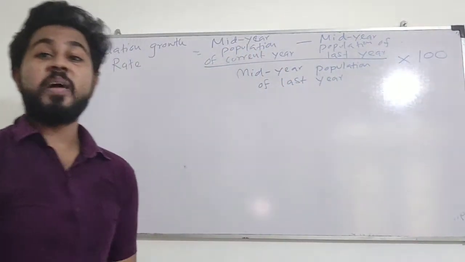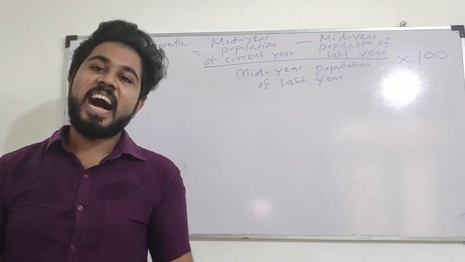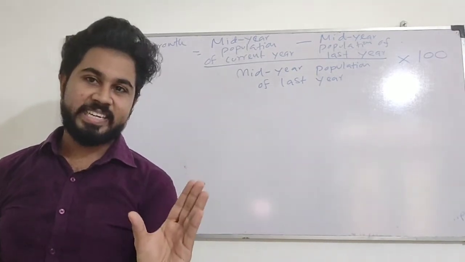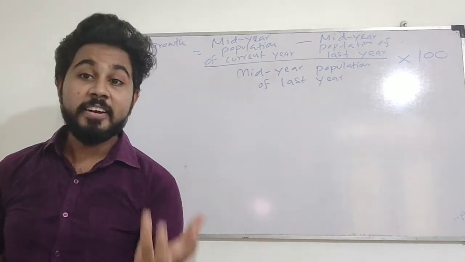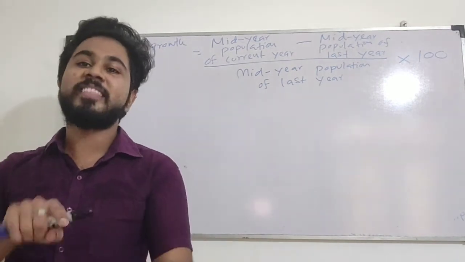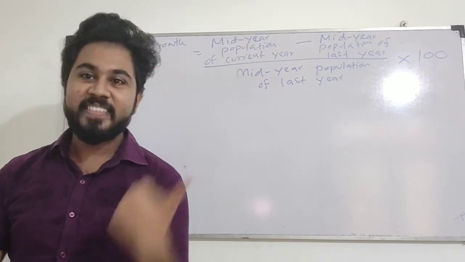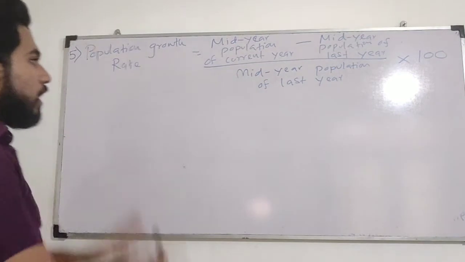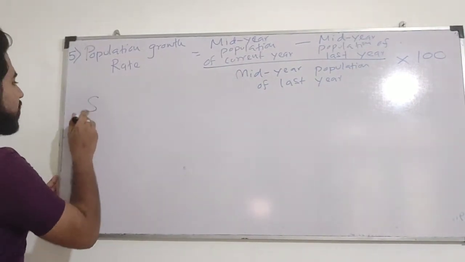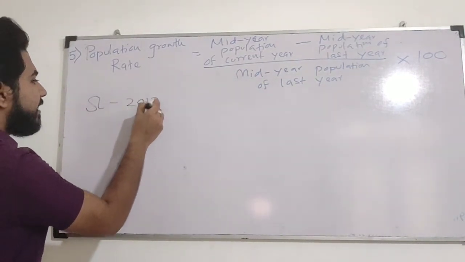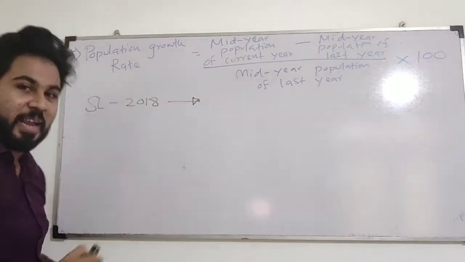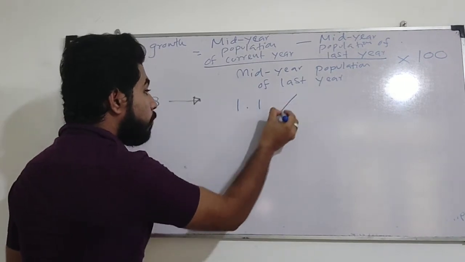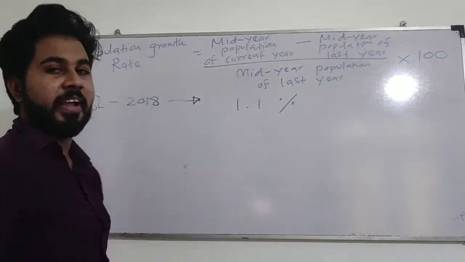Multiplying this by 100 means we are taking the answer as a percentage. That means by how much percentage does the current population increase compared to last year's population? That is the exact meaning of the population growth rate. So apply this equation and take the Sri Lankan 2018 population growth rate. Our population growth rate is 1.1 percent in 2018.